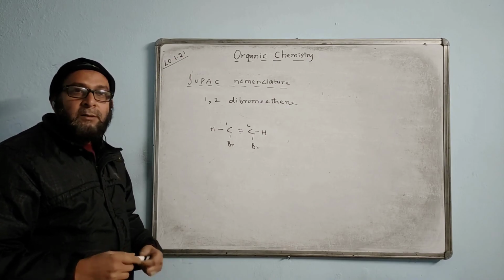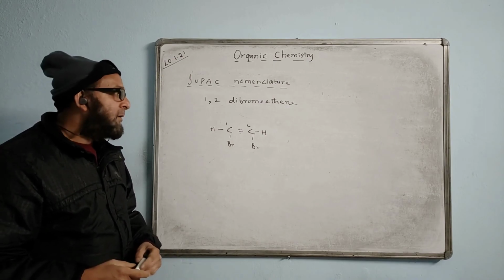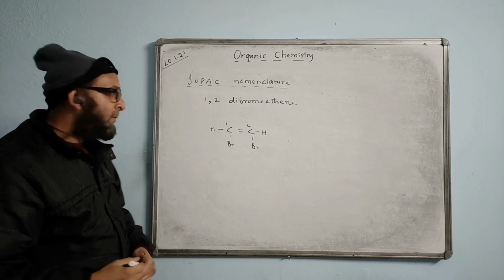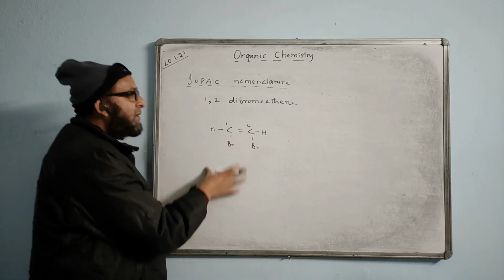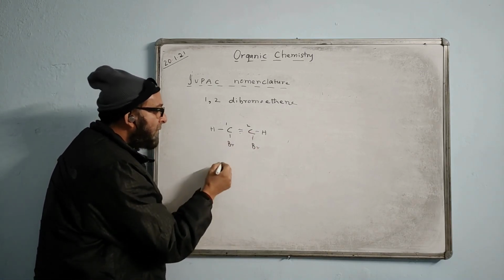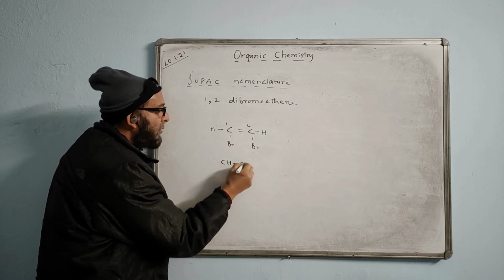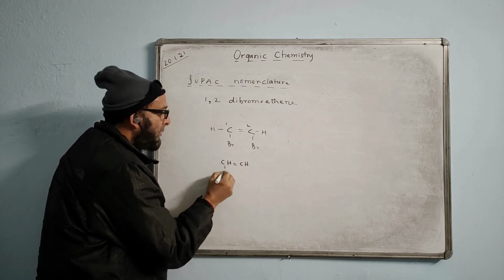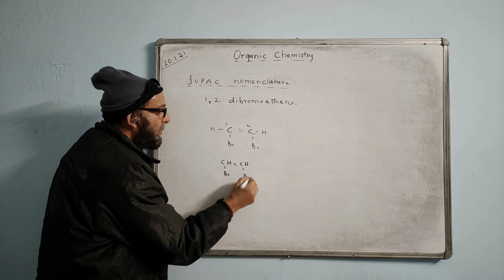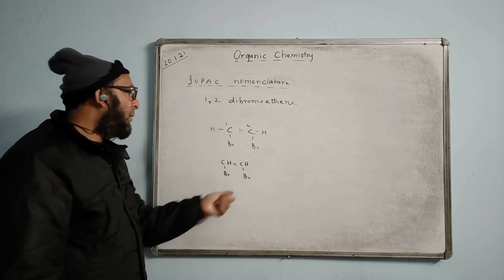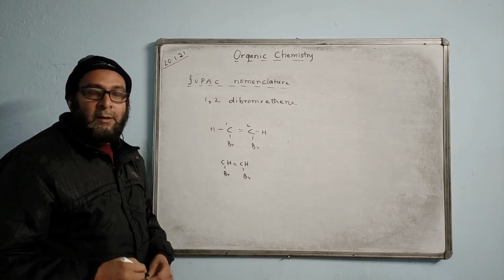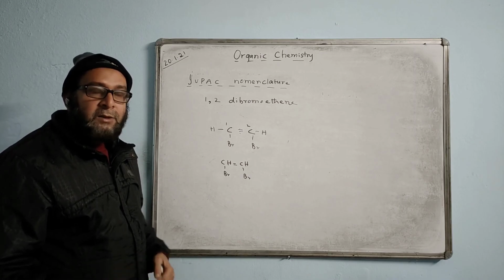So this becomes the structural formula. Can we condense it? This is the structural formula. Now condensing: how do you condense? CH here also CH with the double bond. Put here Br. Put here Br. Done. This is the condensed formula. This is the structural formula.